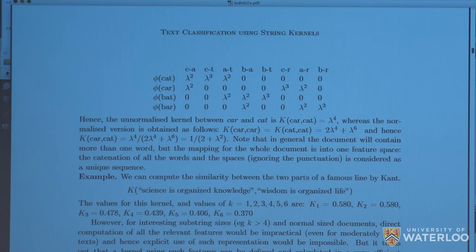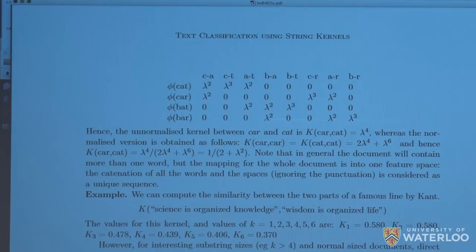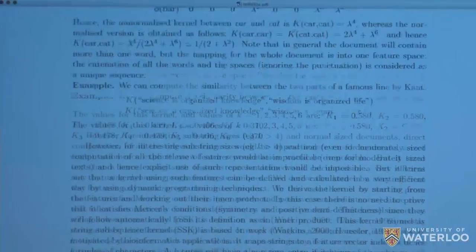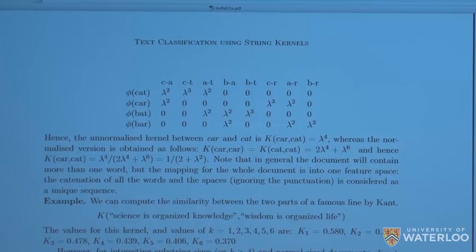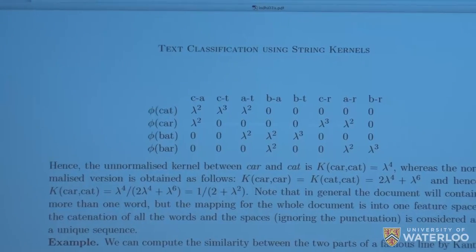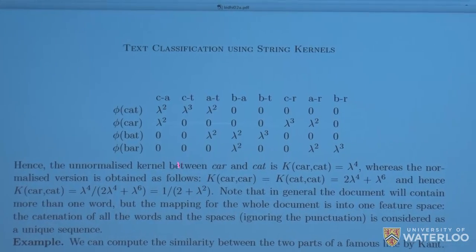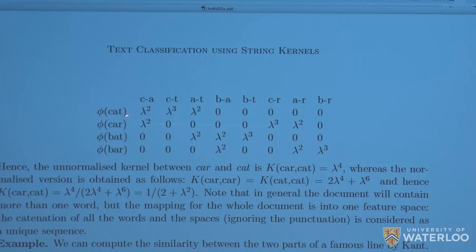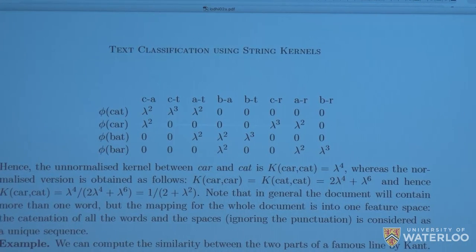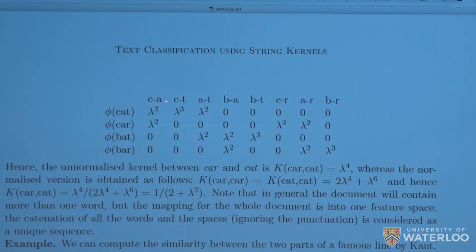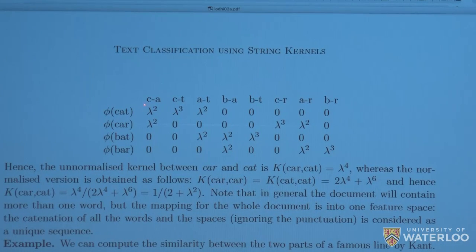Let me make this a little bit bigger. I've got here some words: cat, car, bat, and bar. And I've got here some substrings that are not necessarily contiguous. Here I'm looking at substrings of length 2: CA, CT, AT, BA, BT, CR, AR, and BR.